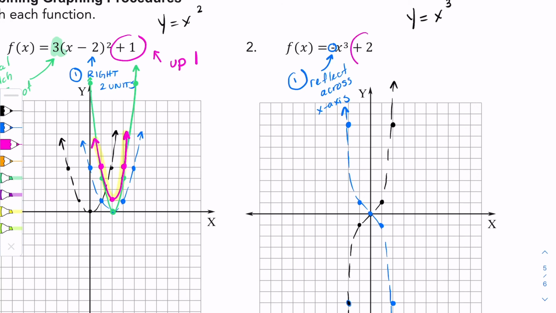And the last step is your up or down shift. We are shifting up 2 units. That means every point on the blue line gets shifted up 2 units, which gives you the final graph. And that's your answer.